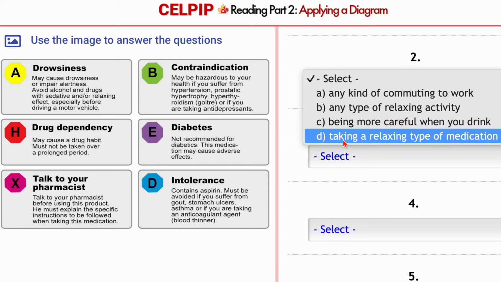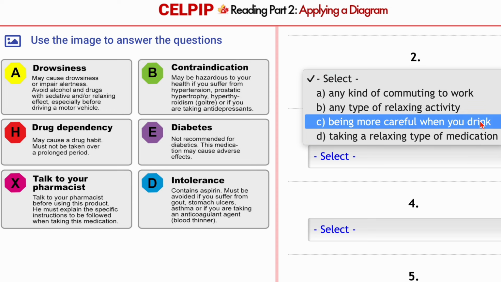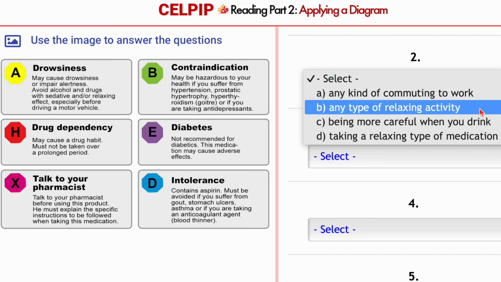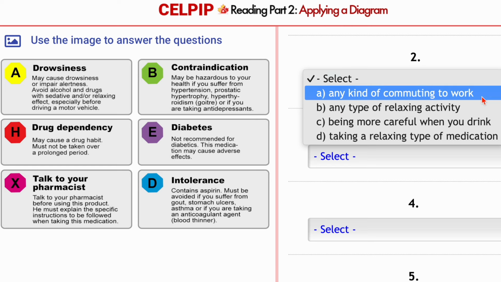So avoid taking a relaxing type of medication. It's not relaxing type of medication. It says here just effect, okay? So effect. And medication is not the kind, as here it's just saying any kind of sedative, which is not really a medication. Also, it's not B, because it doesn't say anything about relaxing activities. So the answer here should be A.